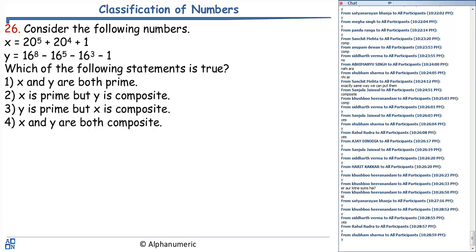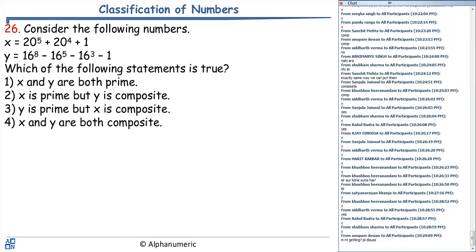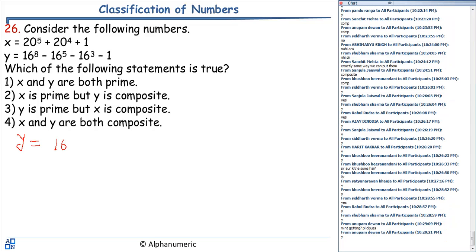Now, Y can be easily proved to be a composite number. Am I right? Y can be easily proved to be a composite number, okay? Let's look at Y first. Y is 16 raised to power 8 minus 16 raised to power 5 minus 16 cube minus 1.